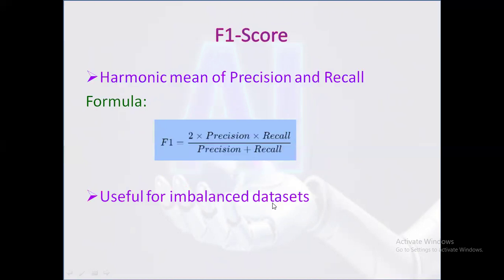The next measure is the F1 score. F1 score is the harmonic mean of precision and recall and provides a single measure that balances both. It is especially useful when the data set is imbalanced, when we need both low false positives and low false negatives. Because it penalizes extreme differences between precision and recall, F1 score gives a more realistic measure of model performance than accuracy alone in many real world classification problems. F1 score is given by 2 times precision times recall divided by precision plus recall. It is also useful for imbalanced data sets.